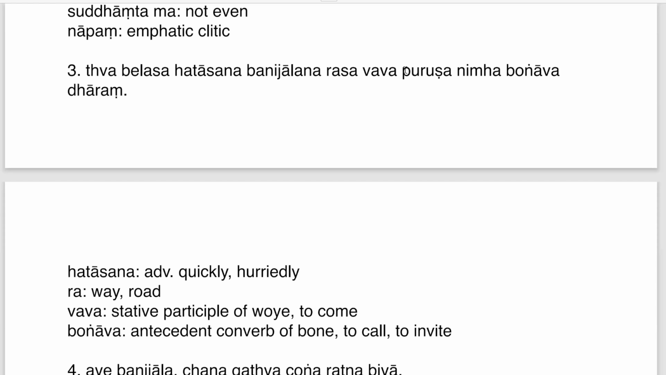In that way, that would be like a verbal noun, like woye. But here we have wowo, as a participle, it modifies the purusha, the person. So the two men who are on the road, who came on the road, coming on the road, two men coming on the road. And after he called them, he said something. Yes, exactly.